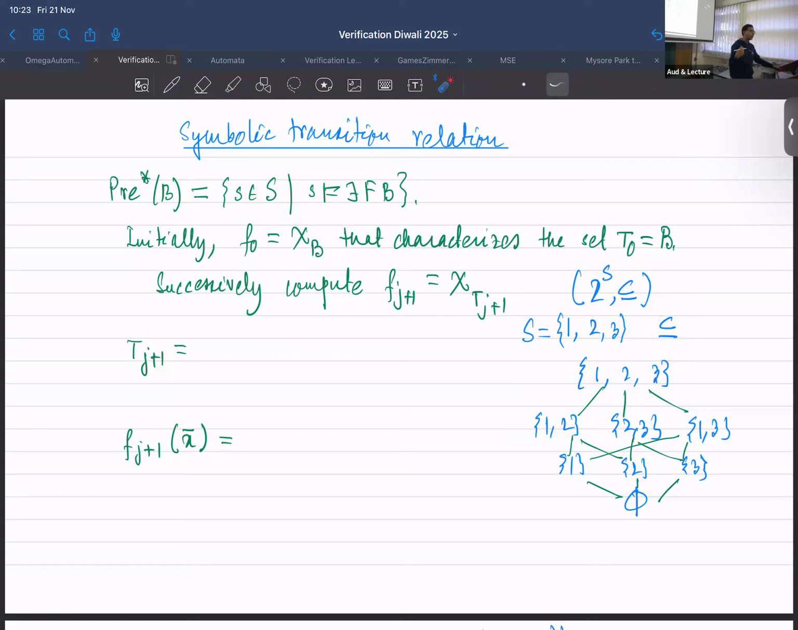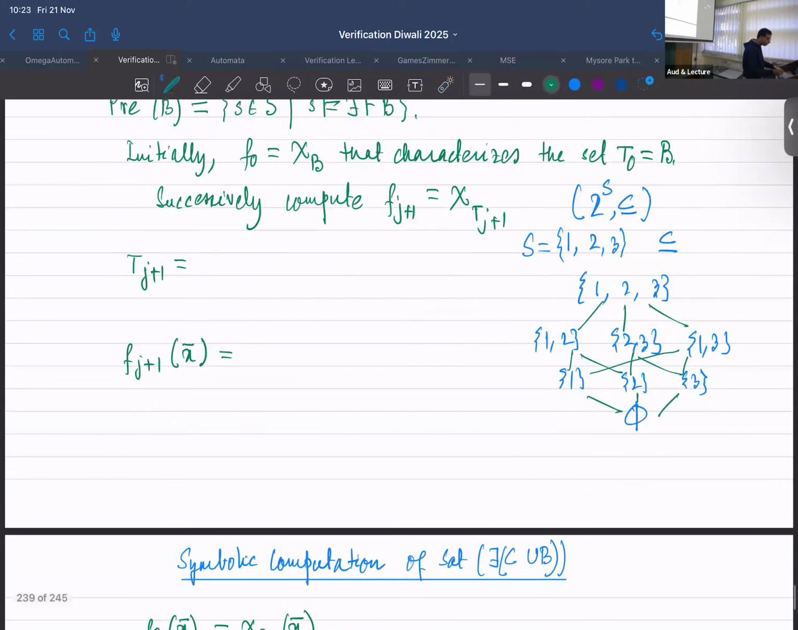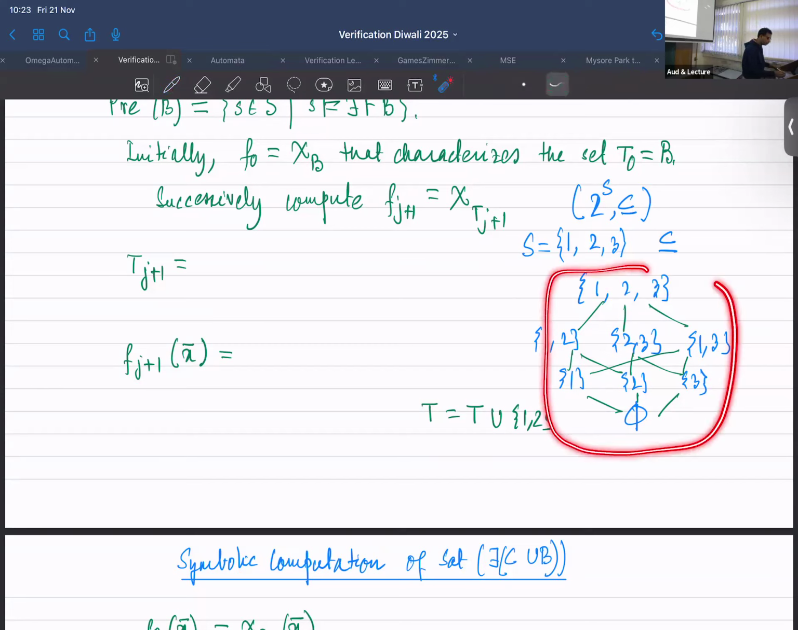Now, suppose you apply some function. What kind of function? Suppose I have a function which is a union, like t equal to t union {1, 2}, where t is some element in this lattice. So this is a lattice.